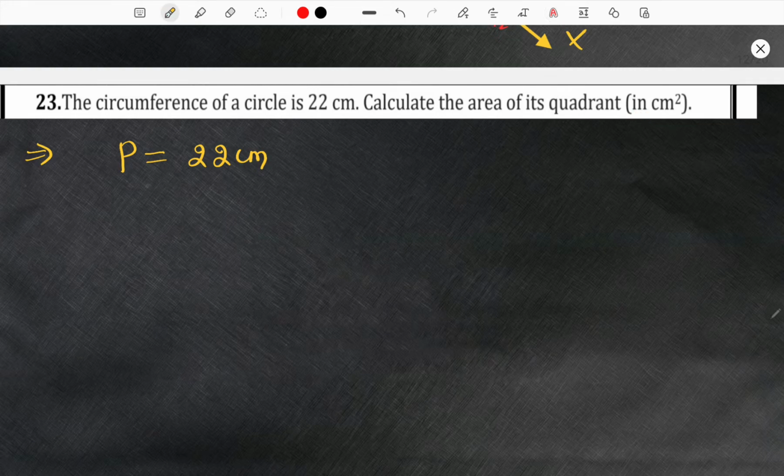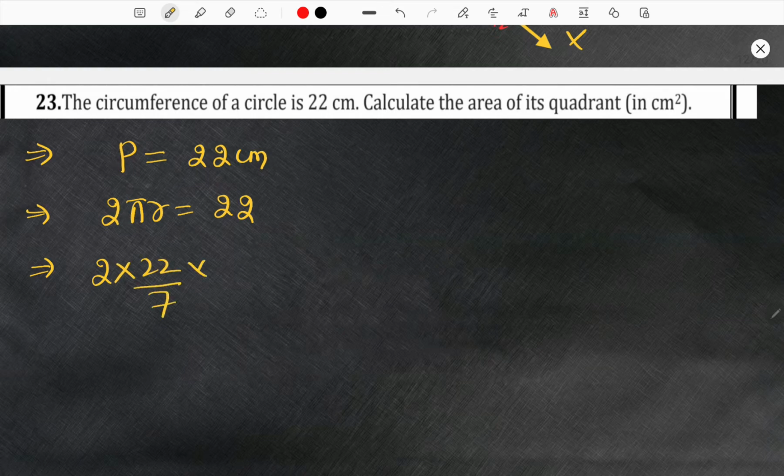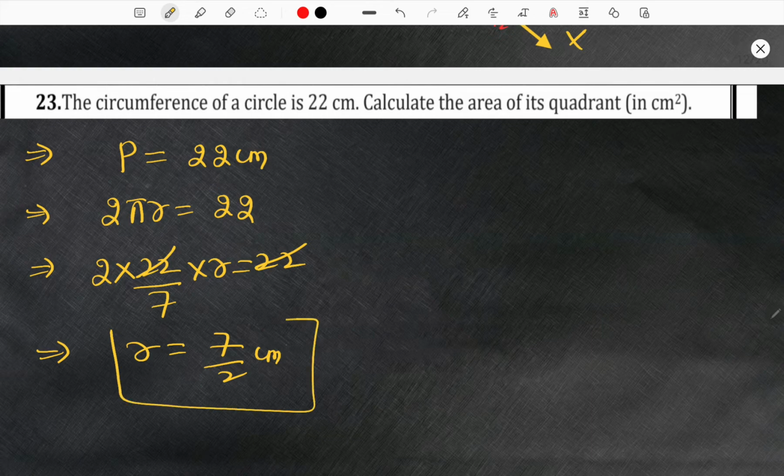Alright, area of the quadrant means we need a radius, no? So what is the formula for perimeter? Perimeter is 2 pi r. 2 pi r is equal to 22. Then afterwards we'll have 2 into pi is 22/7 into r is equal to 22. 22 they get cancelled, and r is equal to 7/2 centimeter. So this is the radius.